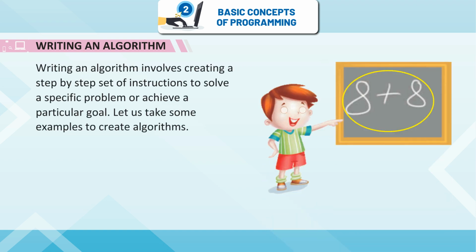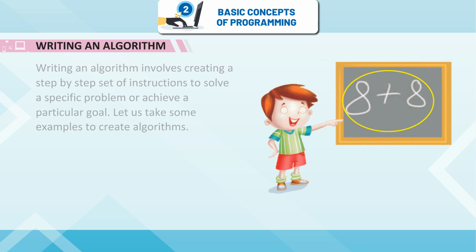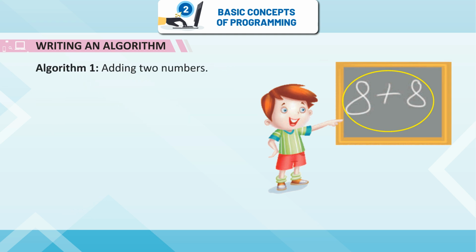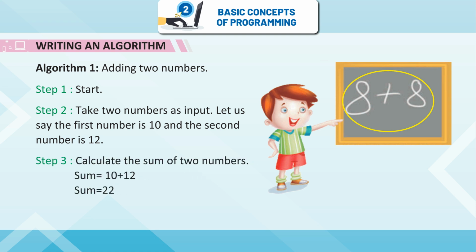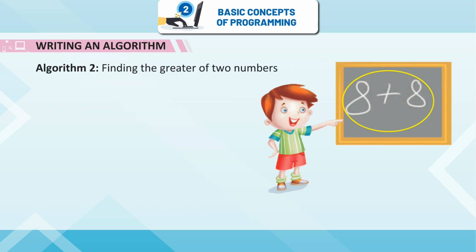Writing an algorithm. Writing an algorithm involves creating a step-by-step set of instructions to solve a specific problem or achieve a particular goal. Let us take some examples to create algorithms. Algorithm 1. Adding two numbers. Step 1. Start. Step 2. Take two numbers as input. Let us say the first number is 10 and the second number is 12. Step 3. Calculate the sum of two numbers. Sum is equal to 10 plus 12. Sum is equal to 22. Step 4. Print the result as 22.